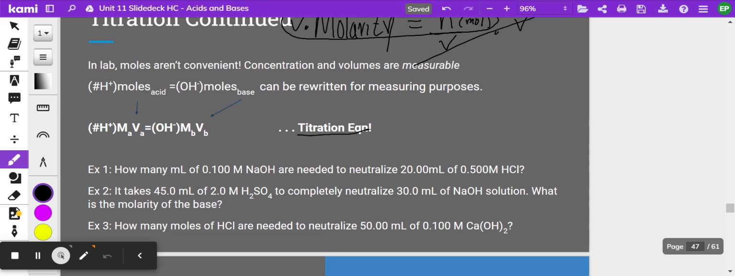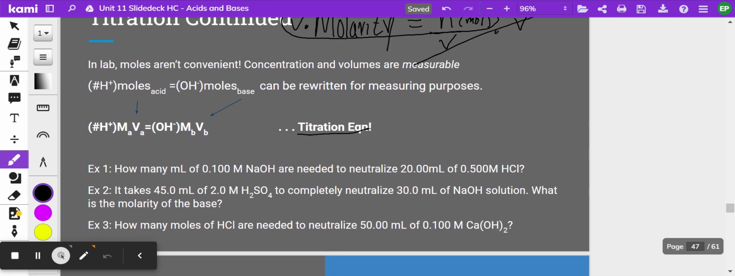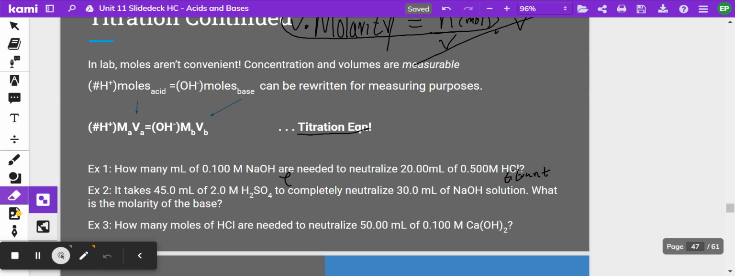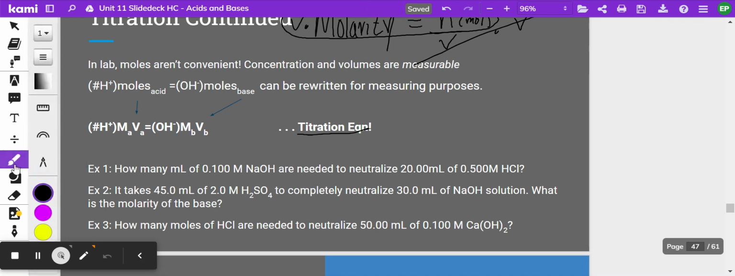Okay, let's just do one or two to get the idea. How many milliliters of a 0.100 molar sodium hydroxide solution are needed to neutralize 20.00 milliliters of a 0.500 molar hydrochloric acid solution? So in this problem, the sodium hydroxide is the analyte and the HCl is the titrant. Okay, so let's go ahead and use our MaVa equals MbVb equation.